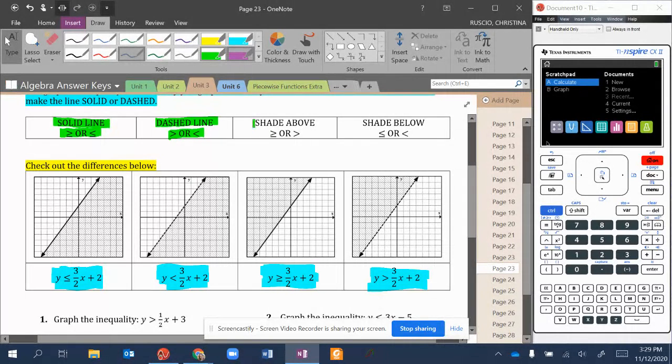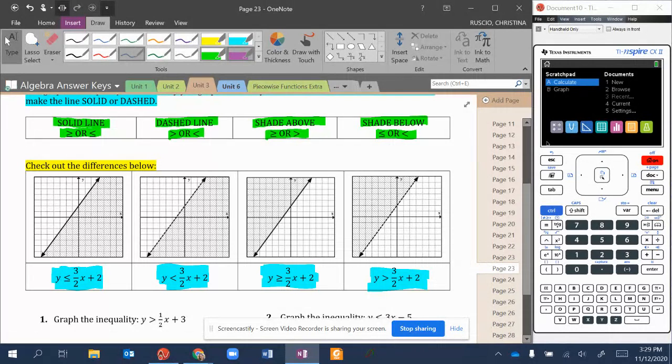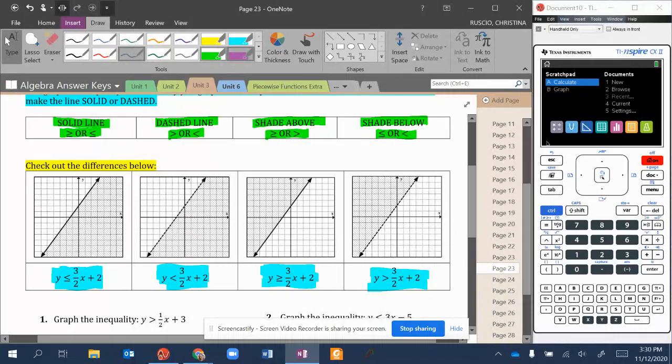Then the shading is telling us that the points in that area are all solutions. So if y is always bigger than, we're going to shade above. And if y is less than, we are going to shade below. Okay, so keep that in mind as you're looking at a lot of these examples down below.